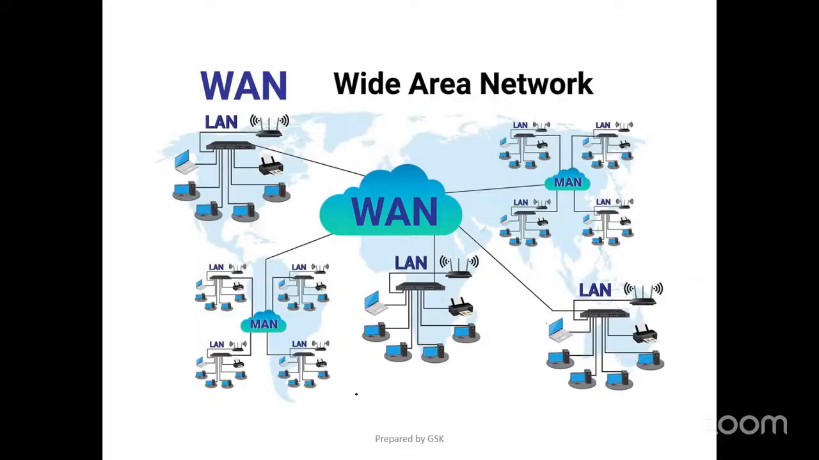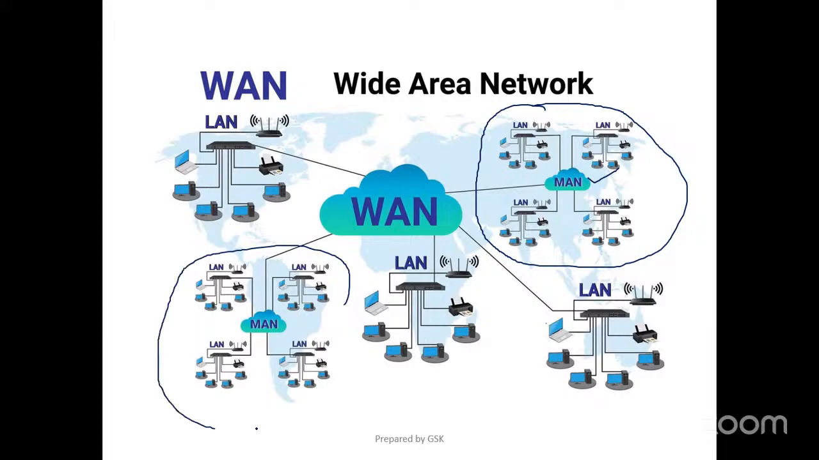See this: four LANs. If we combine four LAN networks, they create one MAN. And here also, another four LANs create one MAN. So this MAN is connecting to the WAN. This MAN is also connecting to the WAN. Nothing but a collection of these many networks creates another network. That network is called WAN, Wide Area Network.